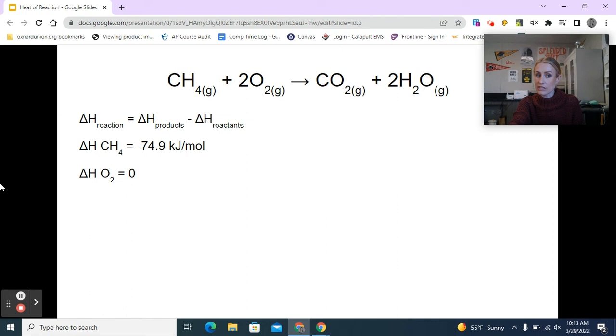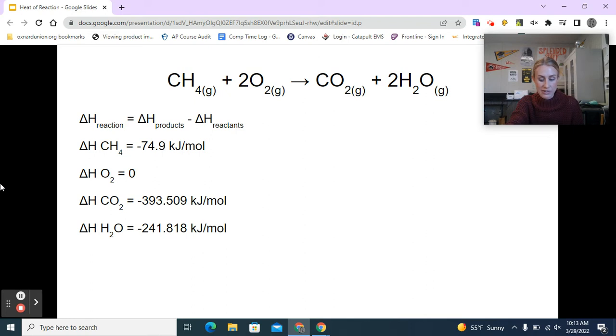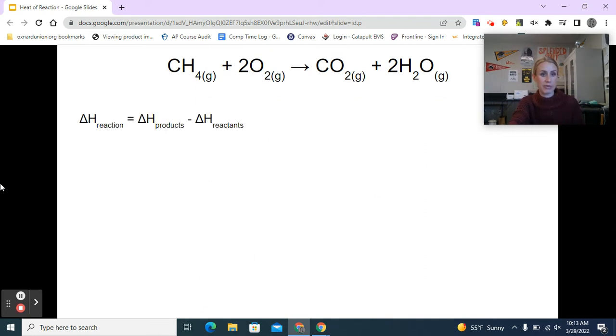For oxygen, it's going to be 0, again, because that is its elemental form. For carbon dioxide, if we look at our table, it's a negative 393.509 kilojoules per mole. And then for water, it is a negative 241.818 kilojoules per mole. So again, these are all constants. They can all be found on your standard enthalpies of formation table that I gave you in class, or you can look them up online. So we're going to use these now in that equation from before.